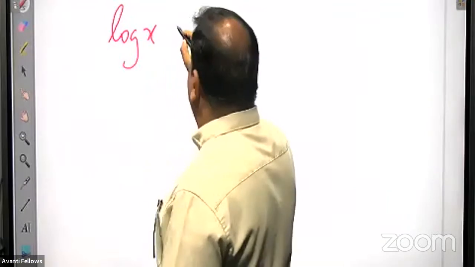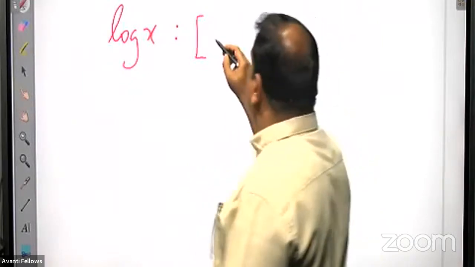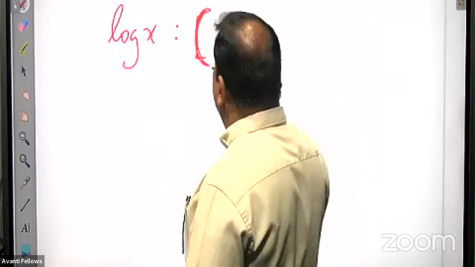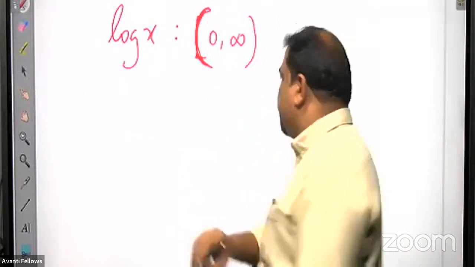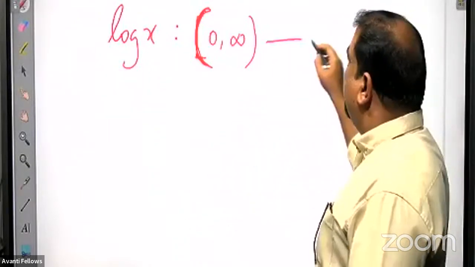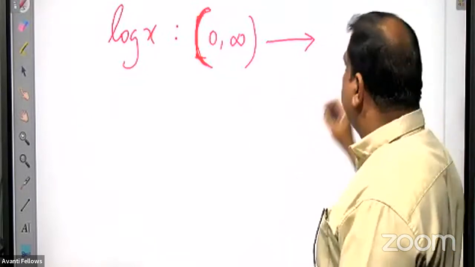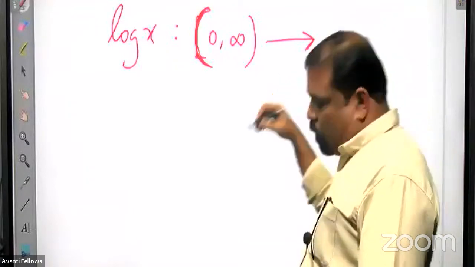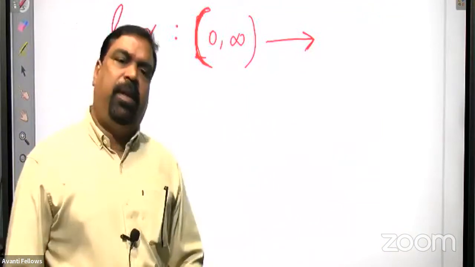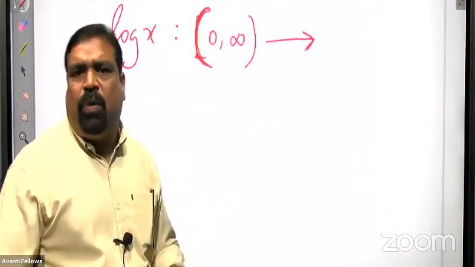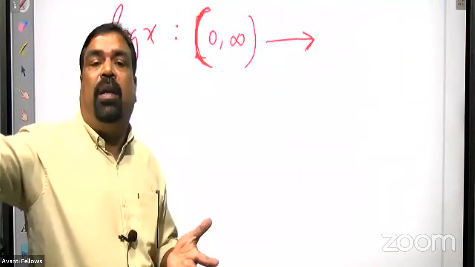You must know the domain and range also. Okay, what is the logarithm domain? The logarithm is defined only for the positive real numbers, 0 to infinity. Okay, domain is 0 to infinity. Because log 0 is not defined. Okay, log 0 is not defined, and log negative 1 is not defined, log negative 2 is not defined, etc. Logarithm is defined only for all the positive real numbers only.